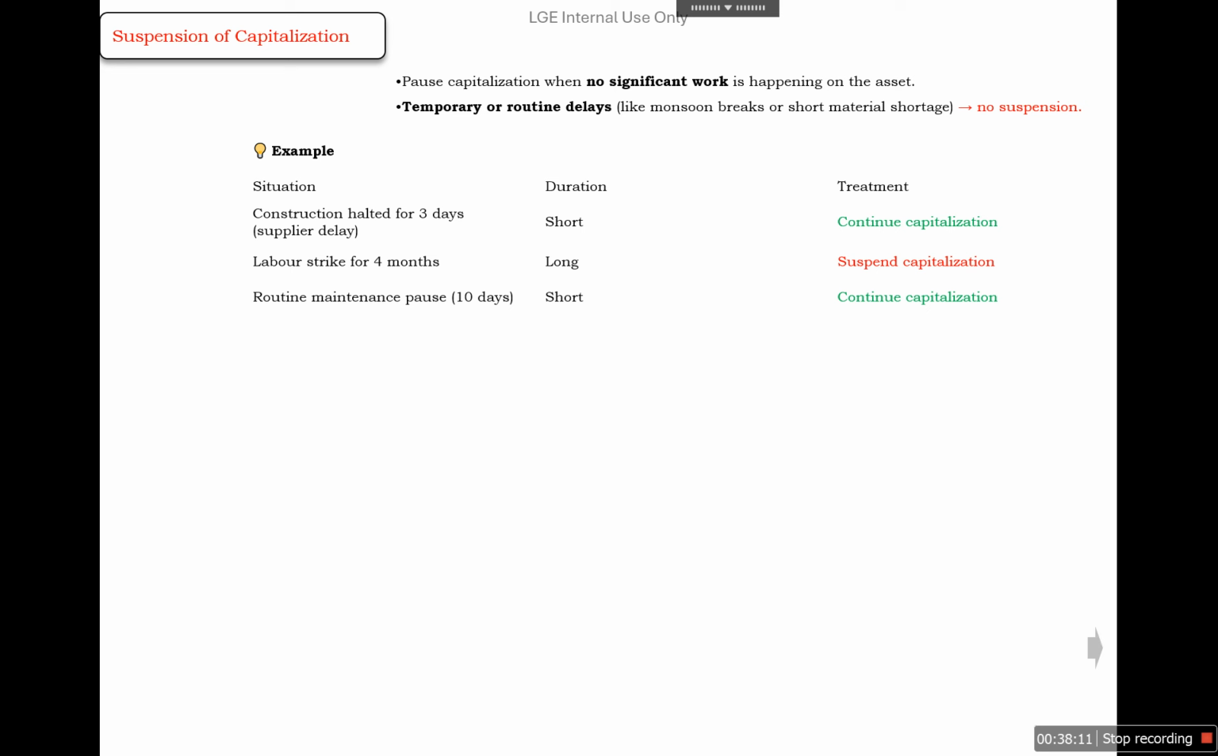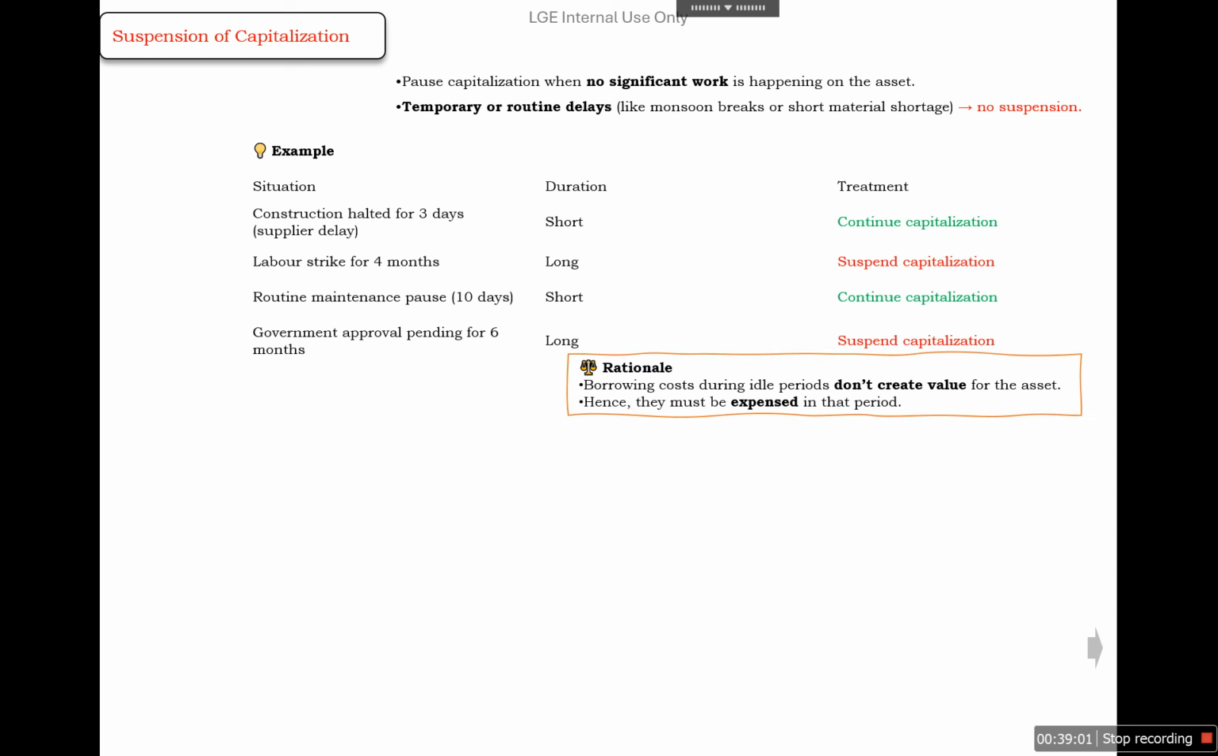If there is a routine maintenance pause, because of which construction and activities were stopped, this duration is short, so we will continue the capitalization. And if a government approval is pending for 6 months, this duration is long and we are supposed to suspend the capitalization, because the fund borrowed for the construction of an asset cannot be capitalized when there is an abnormal delay in continuation of the production and construction activities. So we need to expense it. These costs are not supposed to be capitalized. If the borrowing cost during an idle period does not create value for the asset, it must be expensed in that period.